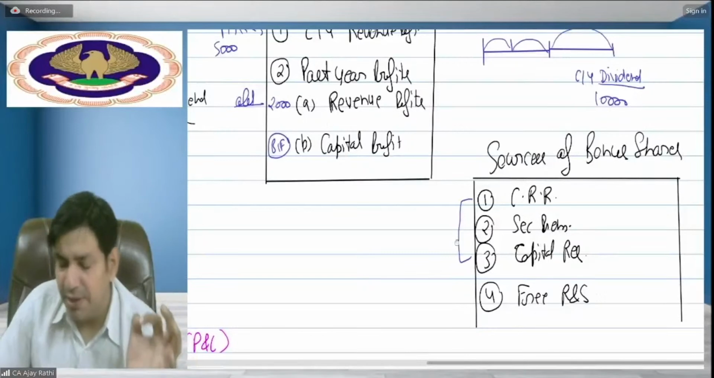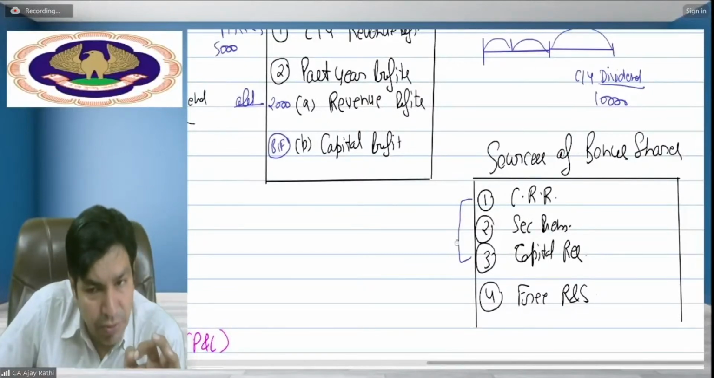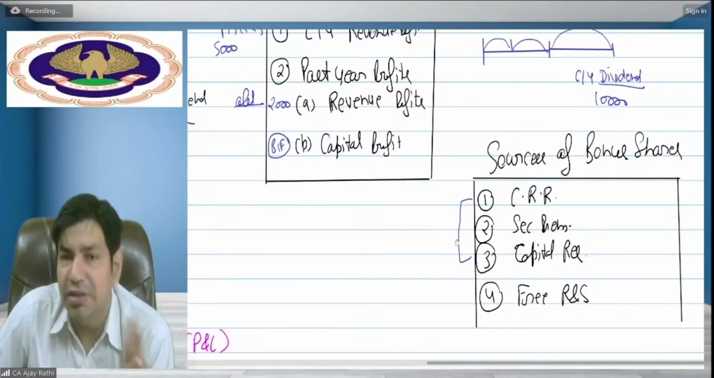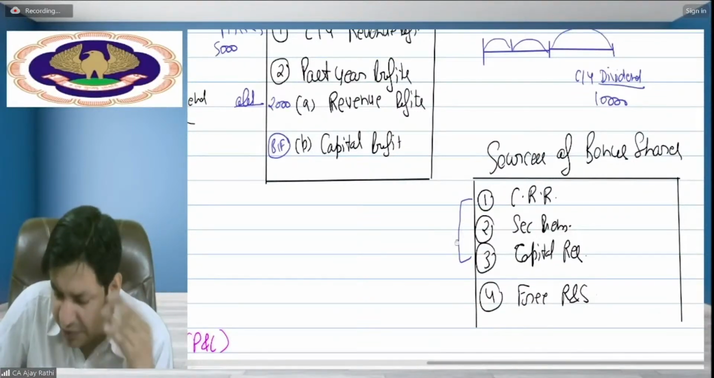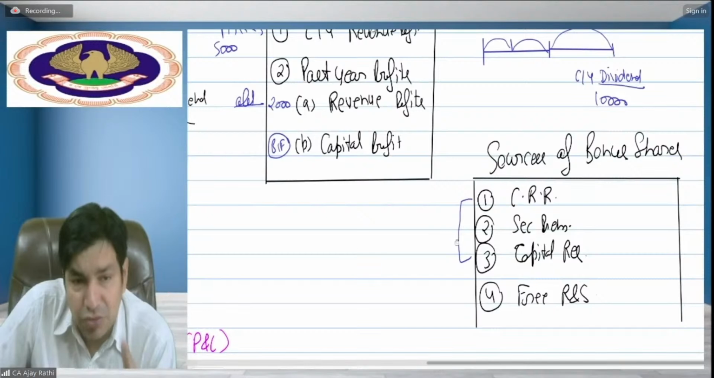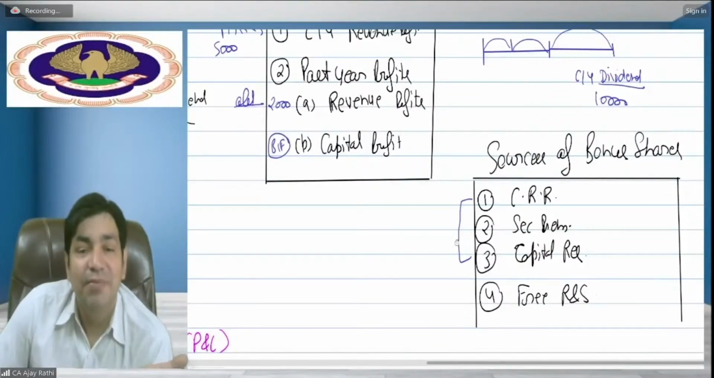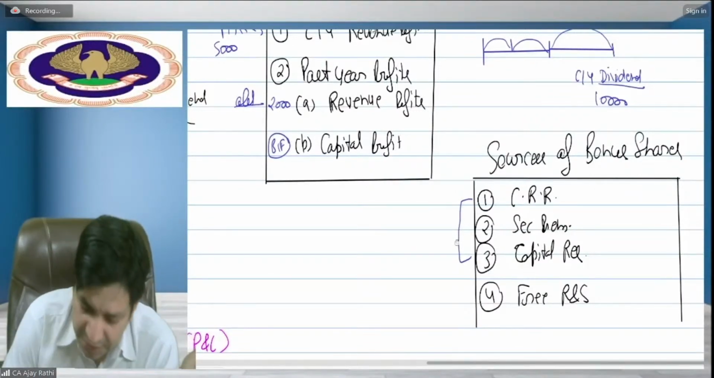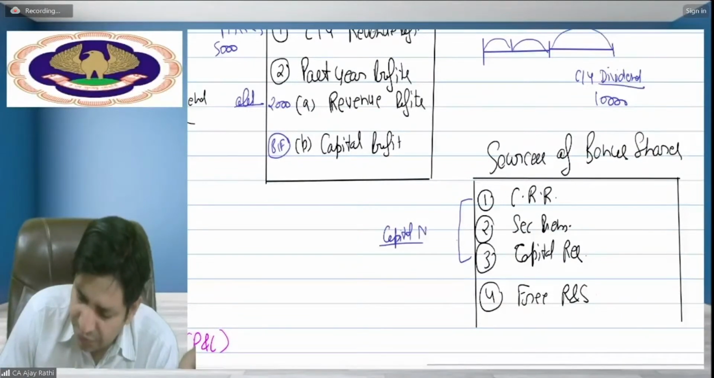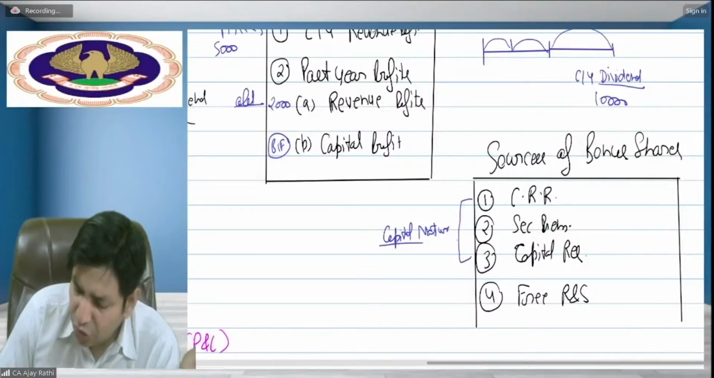And here is the priority, beta. First, we shall utilize the capital nature profit. That is the CRR. If CRR is not available in the question, then we move to security premium. If security premium is not there, then we shall move to capital reserve. If capital reserve is not in the question, then we have to check pre-acquisition profit. Beta, all these are capital nature profit. Yes, sir, capital nature profit. And after that, we shall move to revenue nature profit.